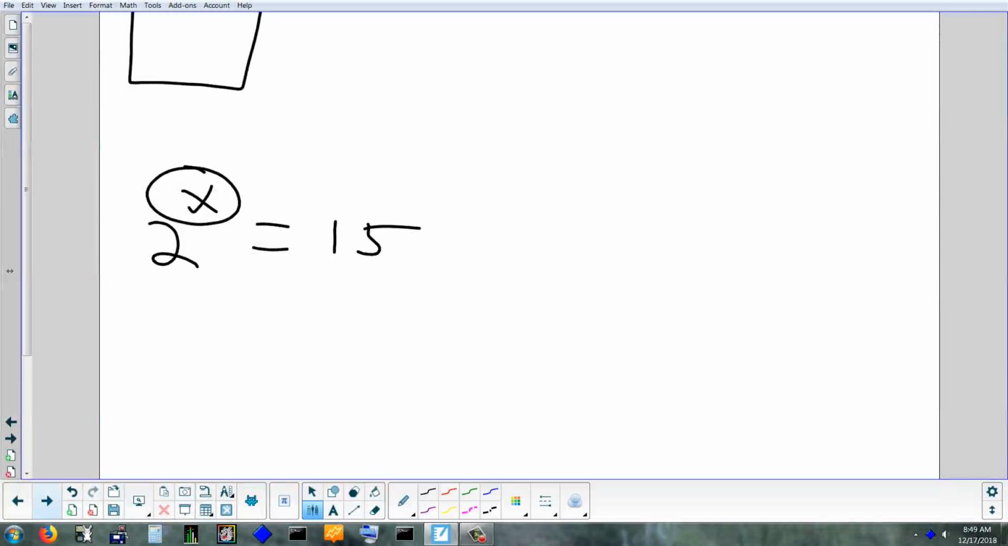It's not that long of an equation. Just 2 to what power gives you 15? Well, let me ask you something a little simpler. What would be the answer to that one? 3. 2 to the third power would give you 8. How about the answer to that equation? 2. 4 to the second power would give you 16.